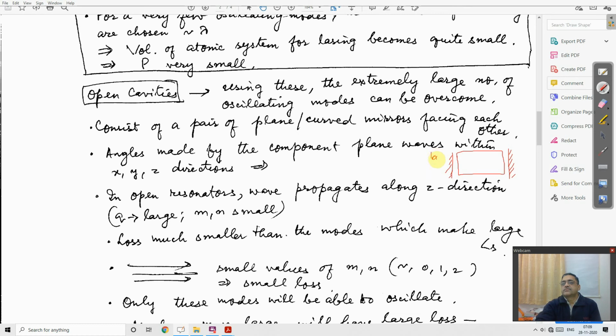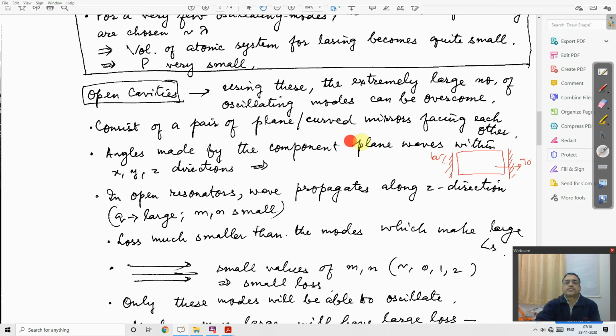and the other is 90% or more than 90% reflecting. So the output we may get from here. Now, using these, the extremely large number of oscillating modes can be overcome, and we can limit it to very few modes.